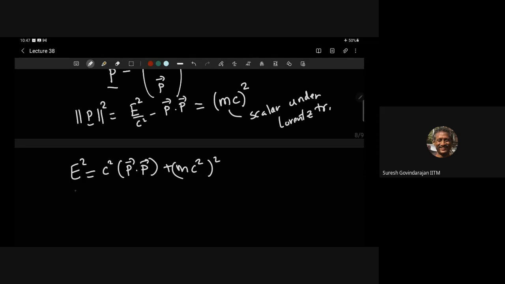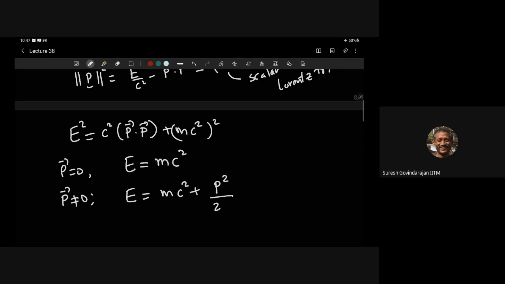Let's look at this formula. When p equals 0, E equals mc squared. When p is not 0, if you expand E as a power series in p squared, it will go like mc squared plus p squared upon 2m plus order p to the fourth. p squared is nothing but p dot p.